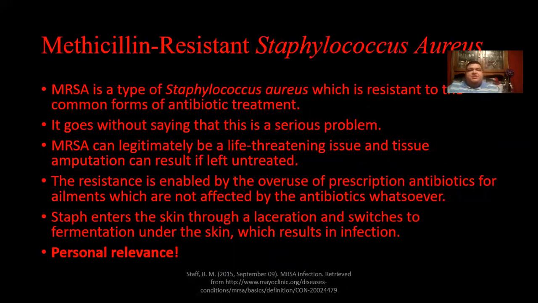So methicillin-resistant Staphylococcus aureus. A resistant type of staph can occur whenever doctors give patients antibiotics when they really don't need it. But the long story short, MRSA is a type of staph which is resistant to common forms of antibiotics. It can be life-threatening, and people could have limbs amputated. It's obviously a serious problem. And the staph infection can occur whenever the staph on the skin enters a laceration, it can switch to the process of fermentation, which causes disaster in there, spreads infection and destroys.